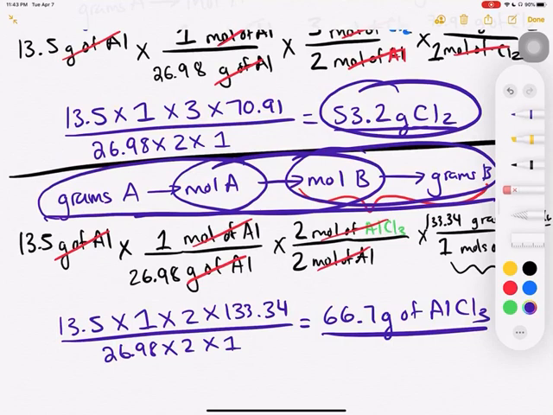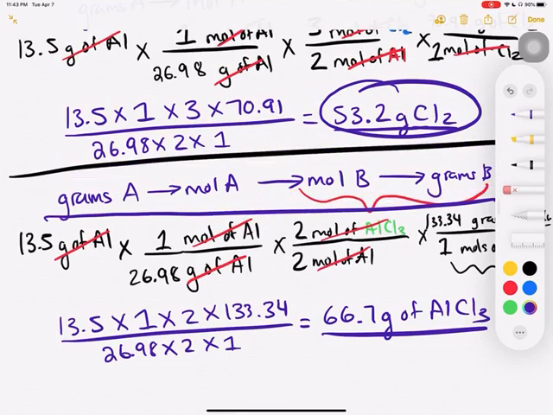Okay, I'm going to put up another video which is going to talk about limiting reagent and percent yields, and it is basically this stuff where we're going to add something else.